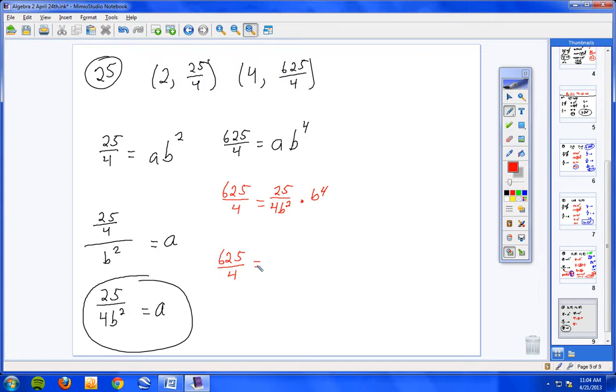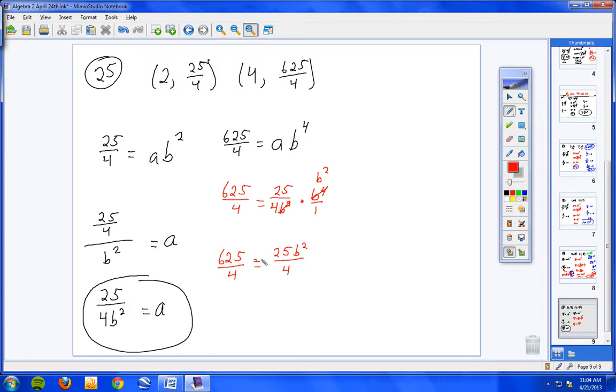Okay, so 625/4, and then we can simplify this side over here. Put this over 1. They're multiplying. You have 2 b's here. Take away 2 b's up here. And 25 times b squared would be 25b squared. And 4 times 1 is 4. Look at that. Not too bad, huh? And now we should know what to do.